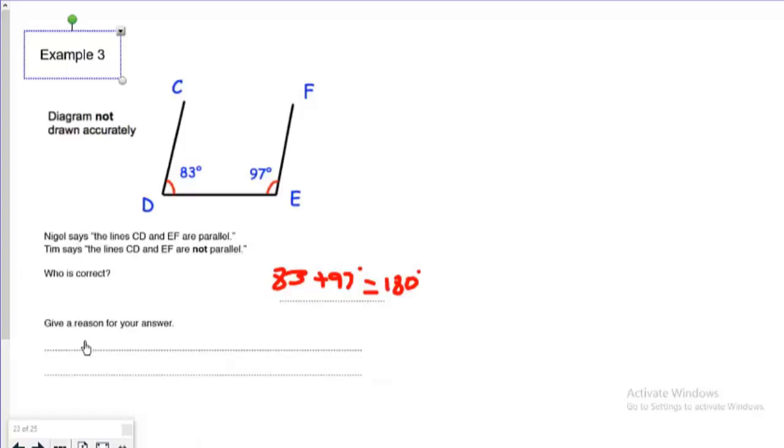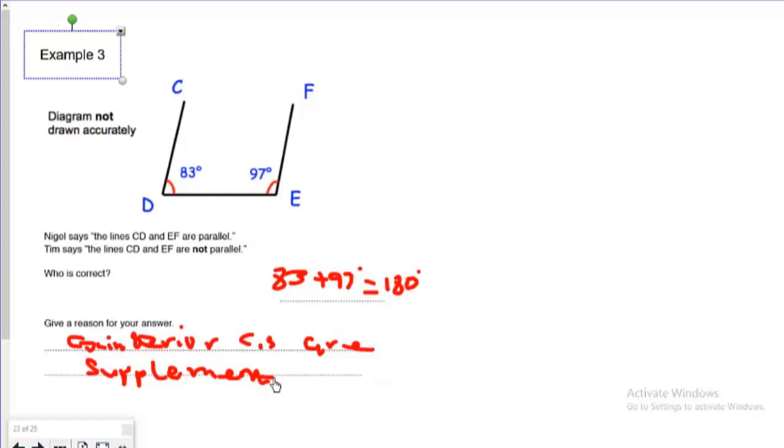So co-interior angles are supplementary. Because the co-interior angles are supplementary, it has proven that the two lines are parallel. Good.